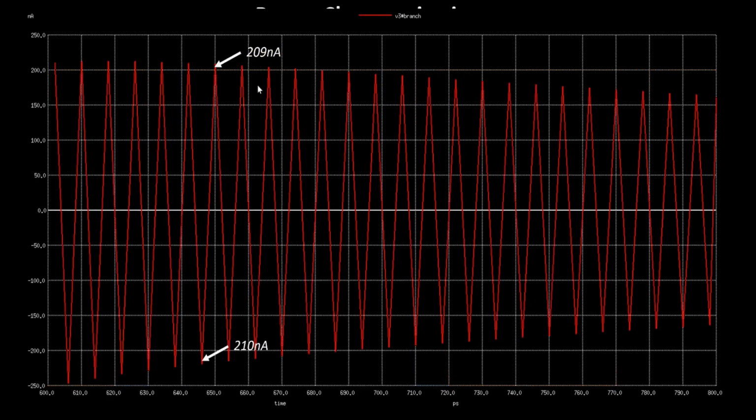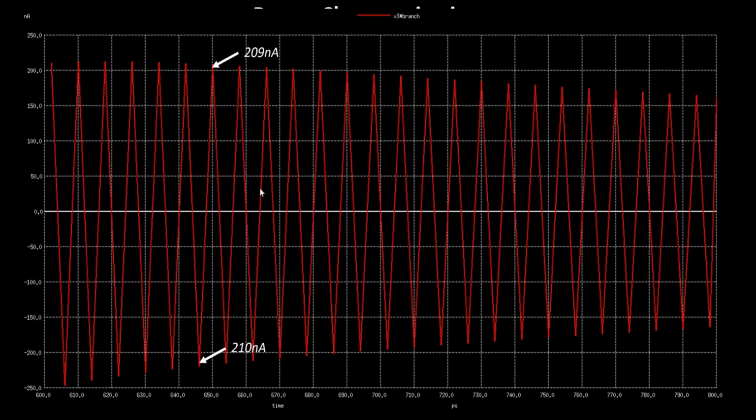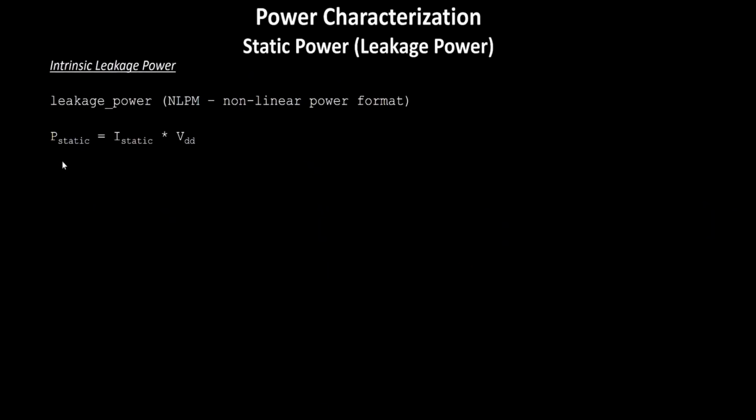You take the leakage current, which was 209 nanoamps and negative 210 nanoamps, and calculate the static power, P static, from I static, which in one case was 210 and in another case 209 nanoamps. You multiply it by VDD, which was 1.8 volts in our case. That's the basic formula to calculate the static power. So 210 nanoamps times 1.8 comes to about 378 nanowatts, or 0.378 microwatts.